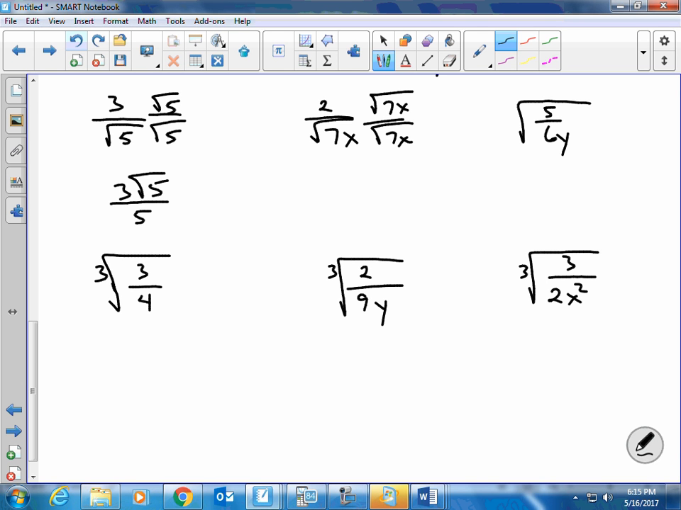So on top, I have 2 square roots of 7x. On bottom, I have the square root of 7x times the square root of 7x, which is the square root of 49x squared, which is 7x.